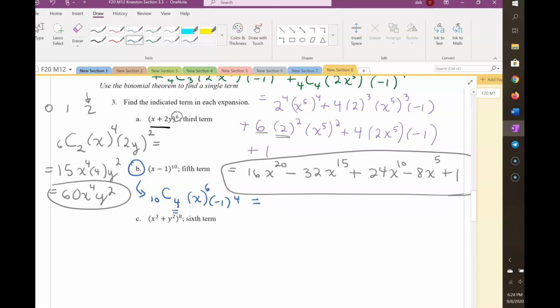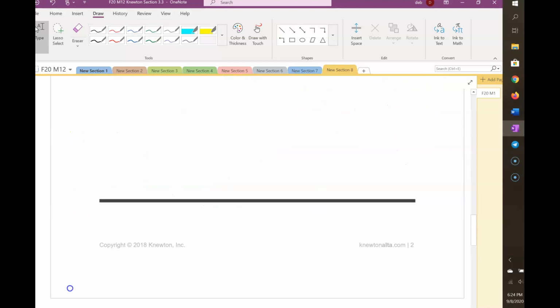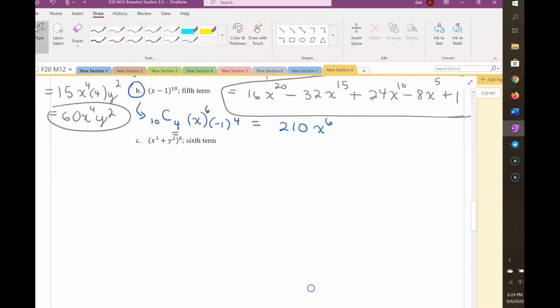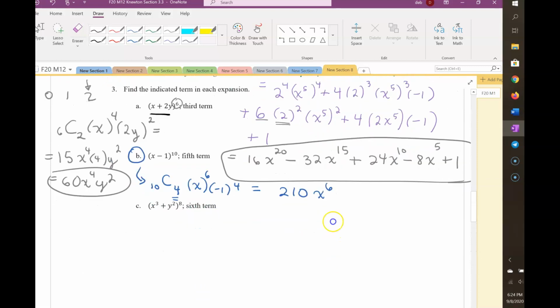I'm going to have to ask my calculator that. So I'm going to look at my button on my calculator. And I'm getting 210, so you could double check me on that. 210, and then x to the 6th, and then -1 to the 4th turns out positive. So let's go check down here on 3b. Sure enough, 210 x to the 6th. Okay, and let's do one more.